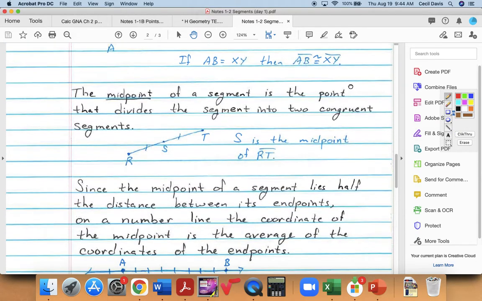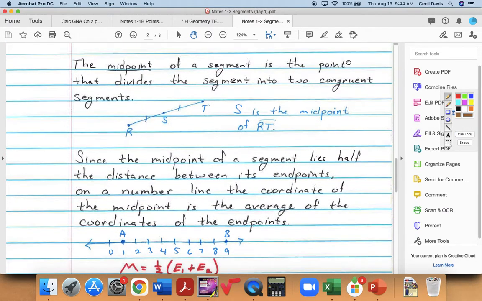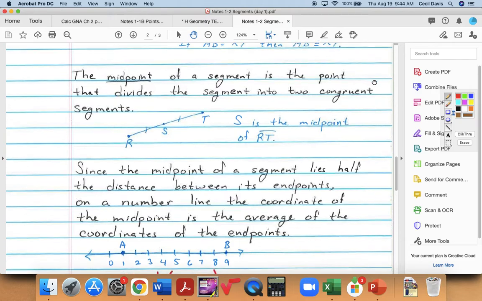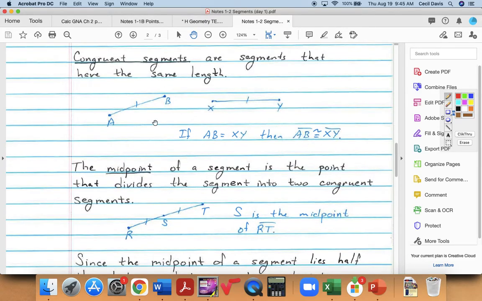All right, the midpoint of a segment is the point. Notice it says the point. There's only one midpoint for a segment that divides the segment into two congruent segments. Oh, let me back up for just a second. I apologize. I forgot to do something.